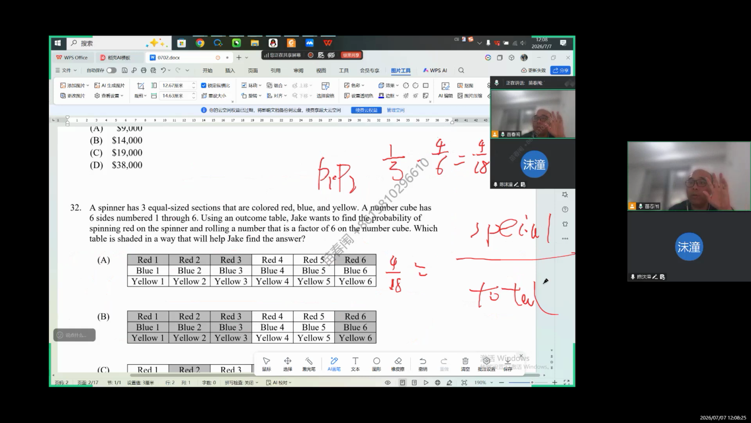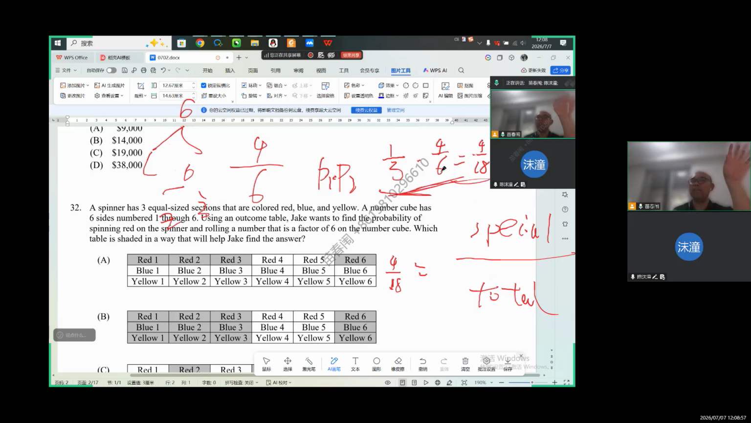You can also focus on P1 totally. Focus on P1. It's 1 over 3, right? Red, blue, yellow, 1 over 3. And for P2, we have to factorize it first, right? 6 becomes 1, 6, and 2, 3. So 1, 6, 2, 3 is 4 out of 6, right? So 1 over 3 times 4 over 6, time those two together.